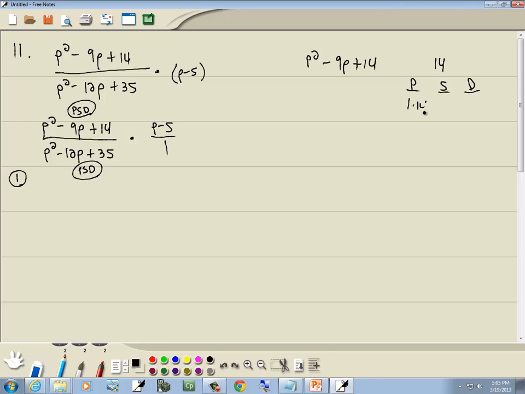We got 1 times 14, 2 times 7. S column, add them together, sum them. S for sum. 1 plus 14 is 15. 2 plus 7 is 9. Difference column, subtract them, smaller from larger. 14 minus 1 is 13, 7 minus 2 is 5. Number we're looking for is a number in our middle term, which is 9. So we're going to use 2 and 7.